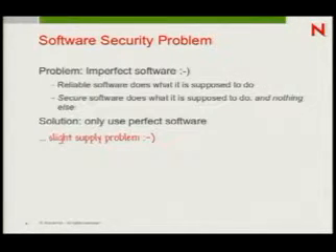So the security problem that AppArmor is attacking is imperfect software. Reliable software does what it's supposed to do. Secure software does what it's supposed to do and nothing else. And it's the funny something else's that allow the attackers to come and tickle your software and make it do something peculiar, and that's where they get you. So the solution is only use perfect software.